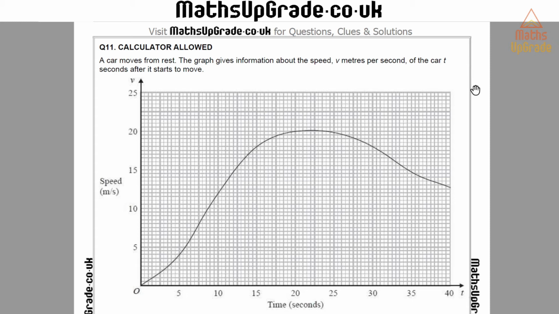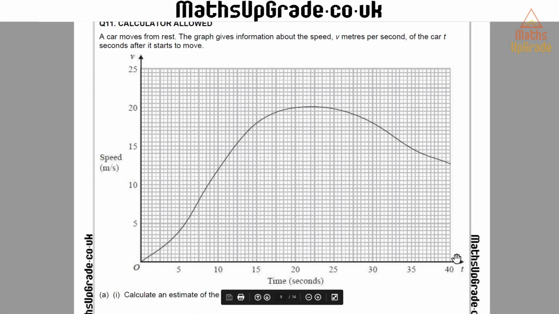Question 11 states that a car moves from rest. The graph gives information about the speed v meters per second of the car t seconds after it starts to move. So you can see on the y-axis you've got the speed, and on the x-axis you've got the time. So it's a speed time graph.